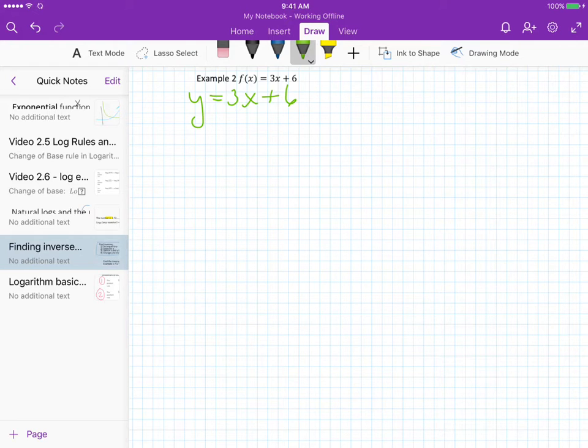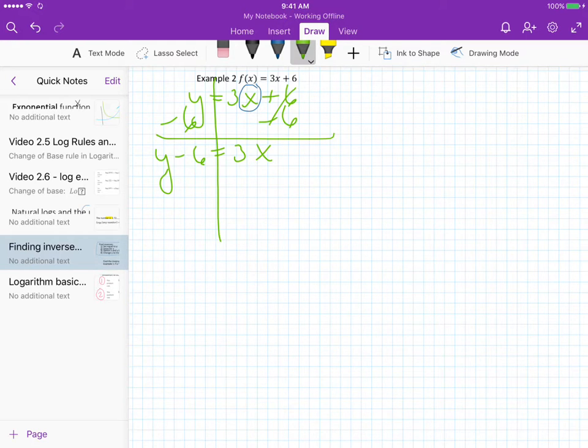Then we're going to solve for the x here by isolating. So I'm going to subtract 6. Y minus 6 equals 3x. And then to get rid of this 3, I'm going to divide by 3 on both sides. Here cancels, and I have x equal to this whole deal.